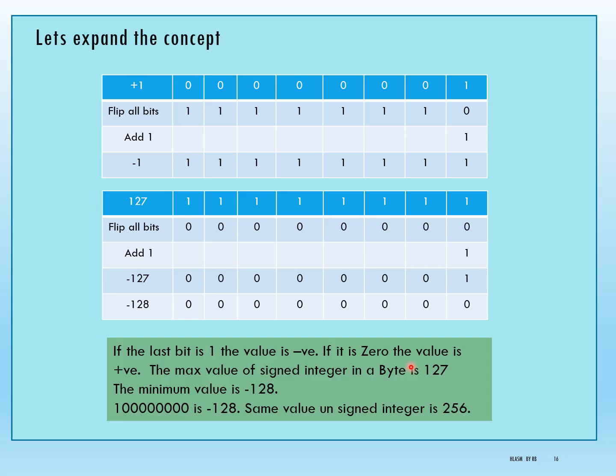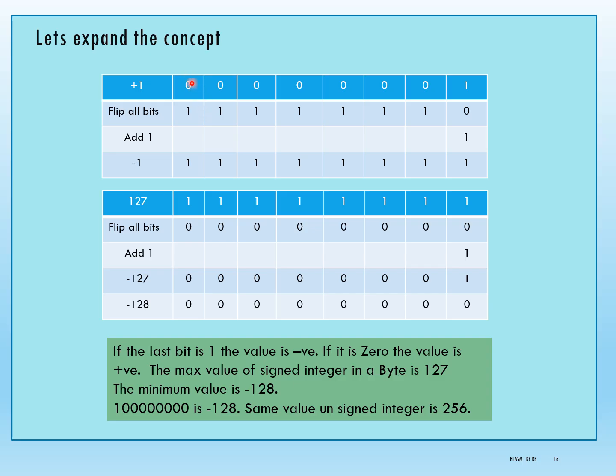If the leftmost bit is 1, the value is negative. If it is 0, the value is positive. The maximum value of a signed integer in a byte is 127, because the moment you make the top bit 1, it becomes a negative value. The minimum value is minus 128, which we have seen here: 1 followed by 7 zeros is minus 128. If it is not signed, the same value becomes 256, because 2 to the power of 8. You have to remember this.